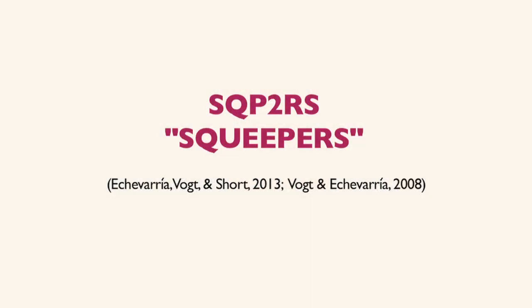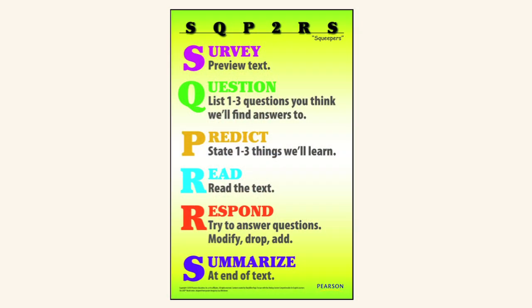This is an activity that I think you'll find especially effective when you're teaching your students expository or informational text. It's called SQP2RS, which is impossible to remember, and so a group of third graders decided to name it Squeepers. It is an instructional framework for teaching your students how to think like readers in informational and expository text. So let's look at the steps of Squeepers.